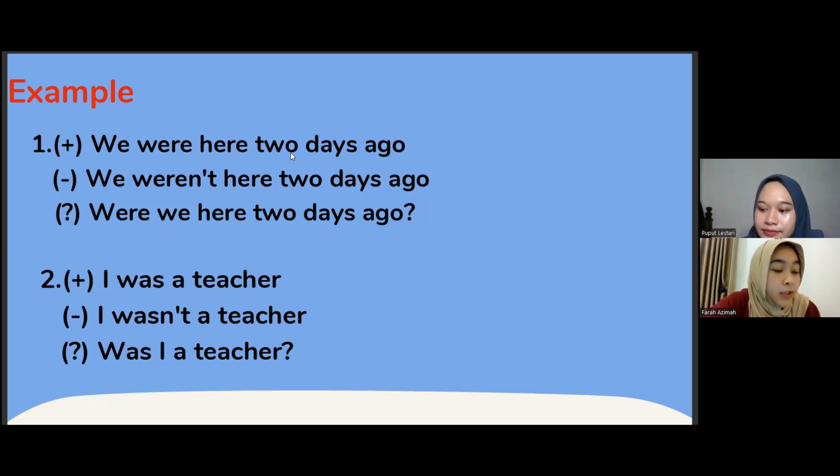Okay. The positive sentence is: she was late to school 3 days ago. Negative sentence: she was not late to school 3 days ago. And interrogative sentence: was she late to school 3 days ago? Good. You are very quick at grasping the material.